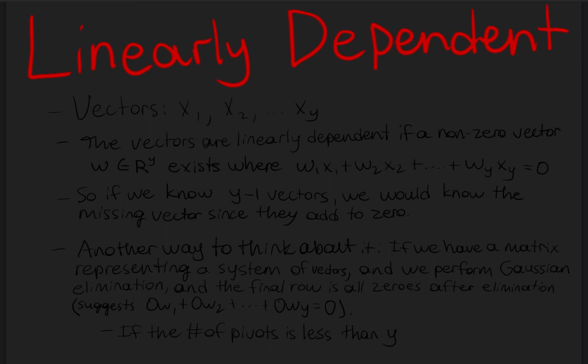So if the number of pivots in the Gaussian elimination process is less than y, which is your number of vectors, then you know that they are linearly dependent.